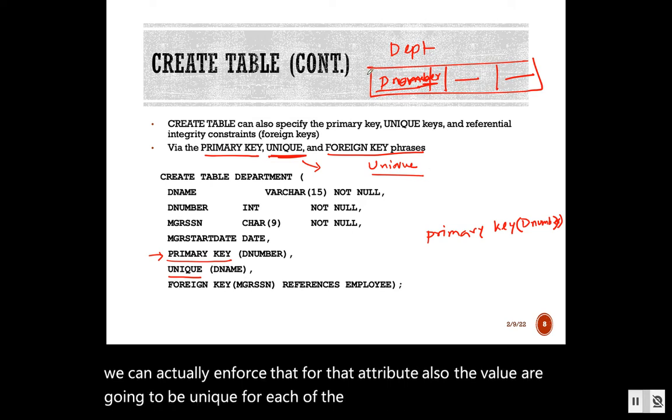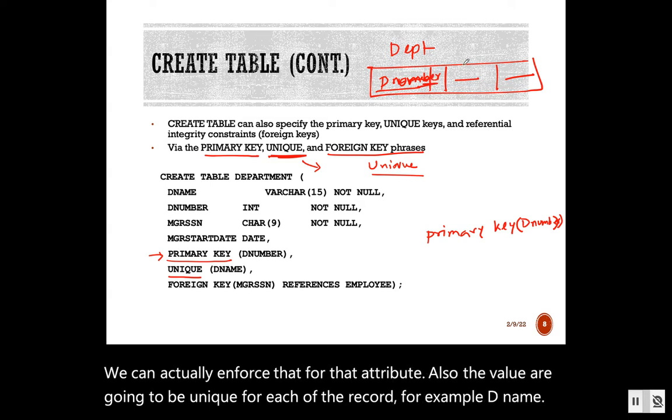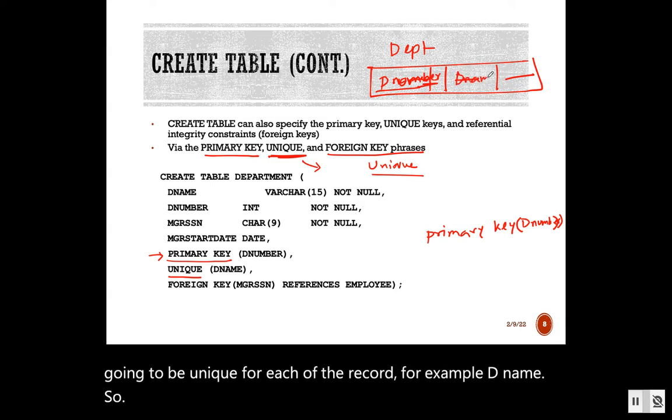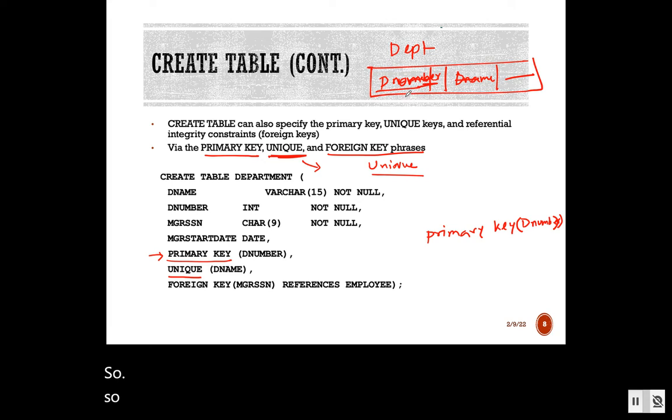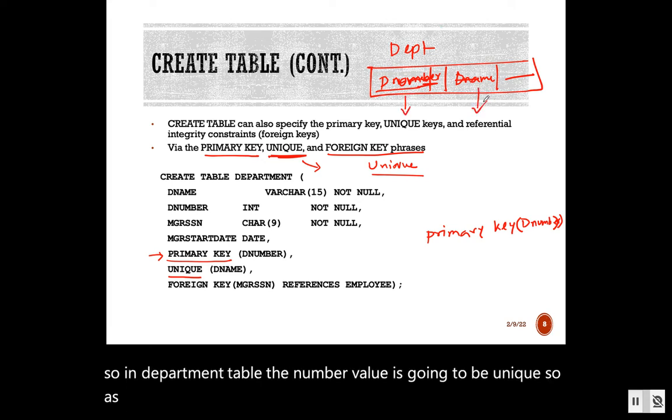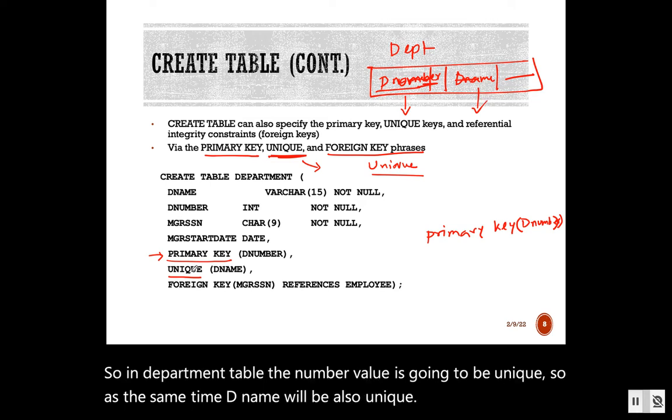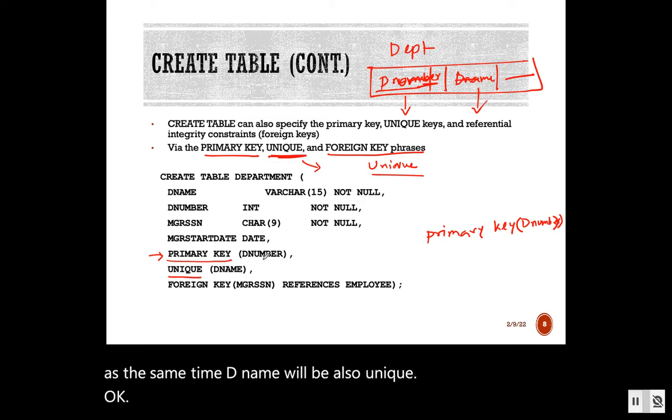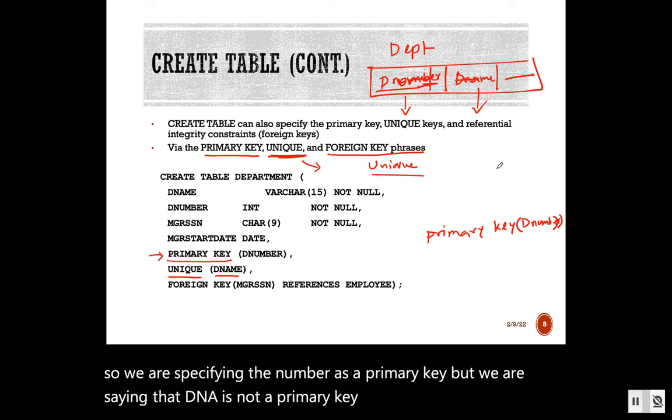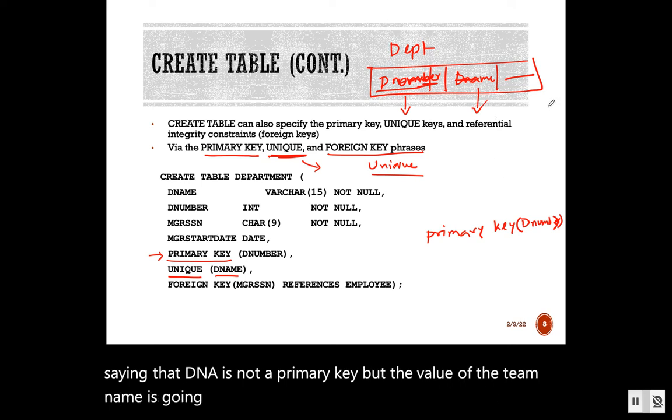For example, D name. In the department table, D number value is going to be unique, and at the same time D name will also be unique, okay. So we are specifying D number as a primary key, but D name is not a primary key, but the value of the D name is going to be unique, okay.